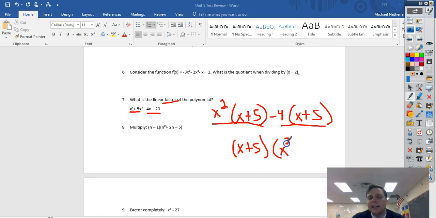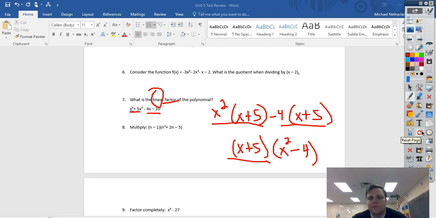Now, I can keep going and actually factor x squared minus 4, but I don't need to, because what was the question? What is the linear factor? So I'm looking for the factor that has x to the first power. Boom! That's the linear factor, x plus 5.